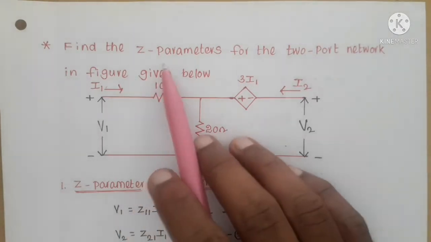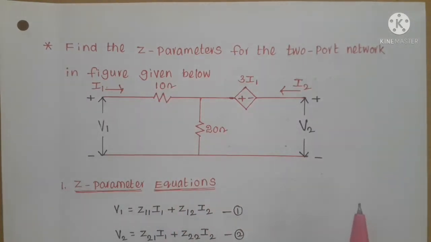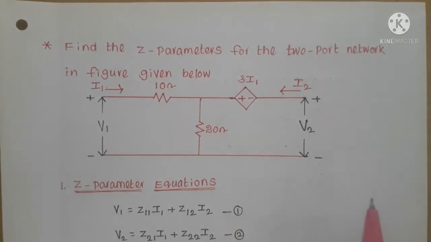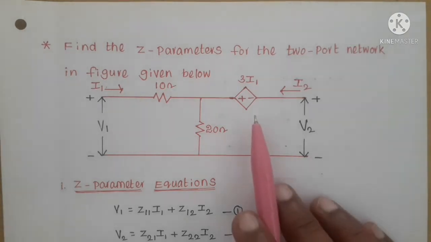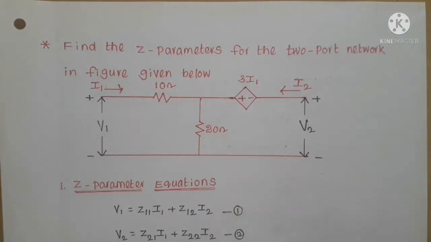So find the Z parameters for the two-port network in the figure given below. This two-port network has two resistors and one dependent voltage source, a current-controlled voltage source. So here we can take this two-port network as model 2. Model 1 is a two-port network that has only resistors, and model 2 is, along with the resistors, if there is any dependent source, we treat that as model 2 in two-port networks.